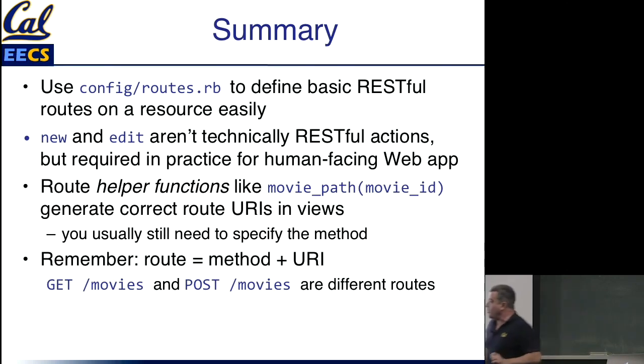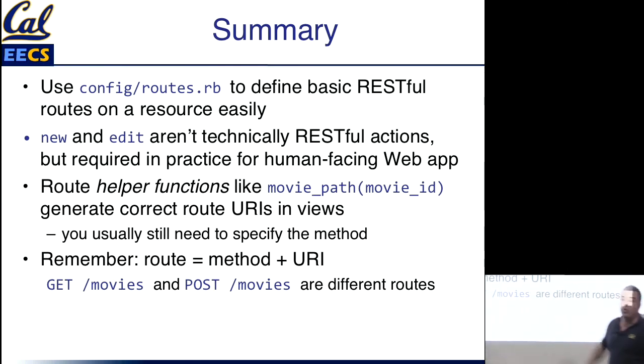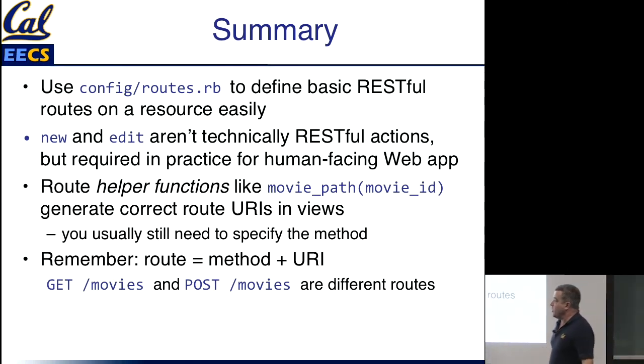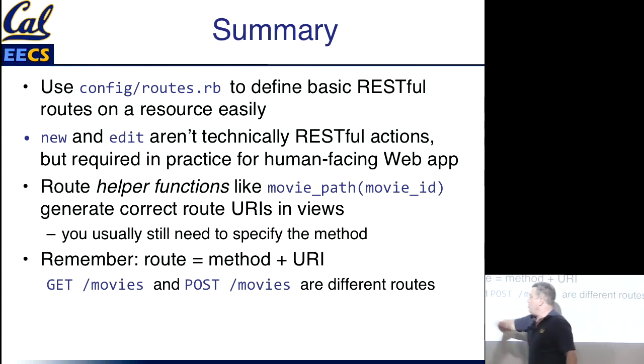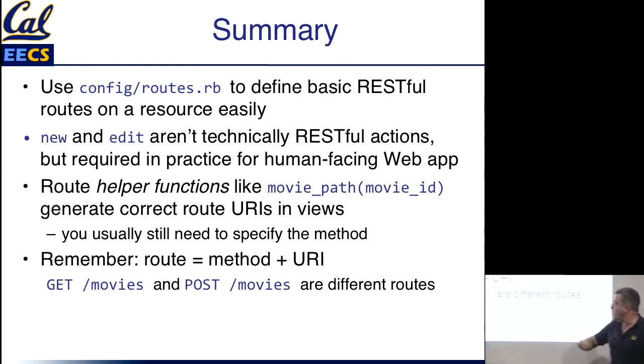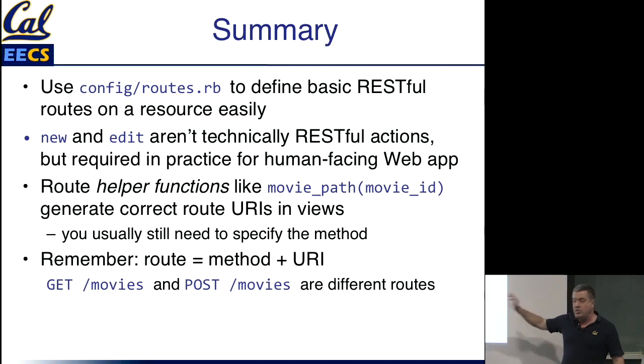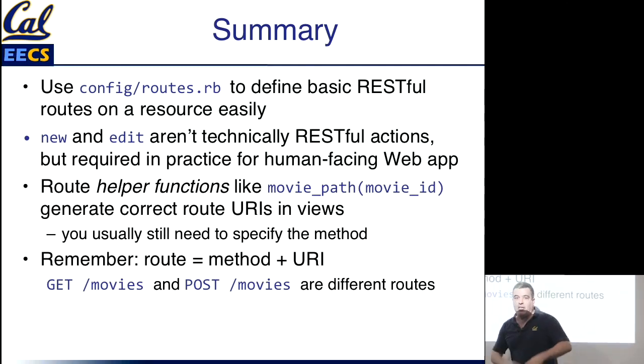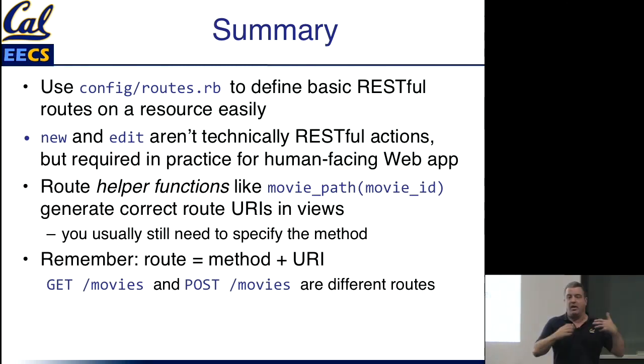And finally, always remember that it's the method and the URI that gives you the route. That's why it's OK for there to be a route called get/movies and another one called post/movies. And those are different routes. They do different things. They map to different actions. This is just sort of a way of having an economy so that you don't have a lot of different names for routes when the same one would do.